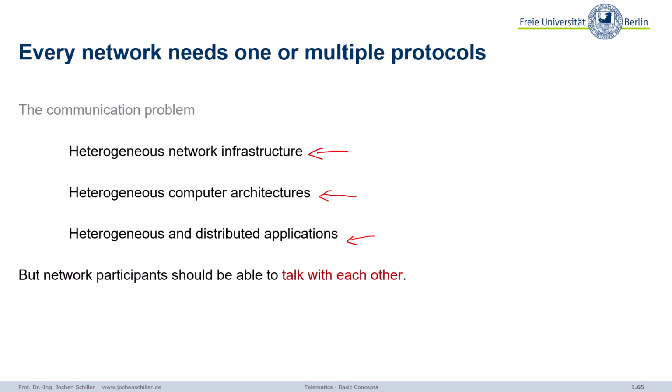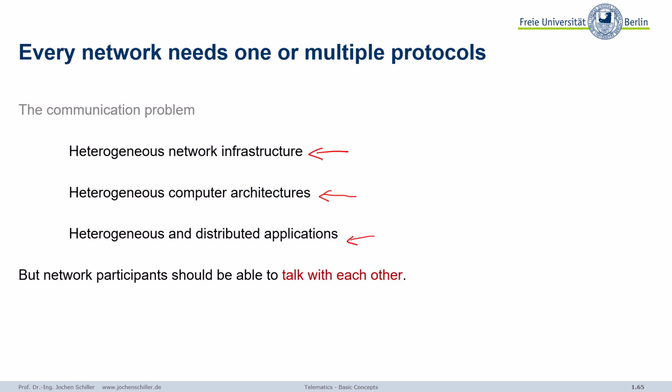There were some monopolies in former times where I said, okay, if I buy an IBM computer, everything is IBM and they know what they do, they know the coding, etc. No, we have different computer architectures, different systems, but all the participants should at least be able to talk with each other. So we need certain protocols, certain conventions.